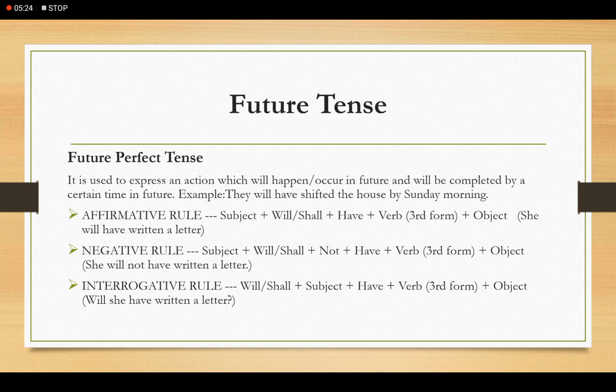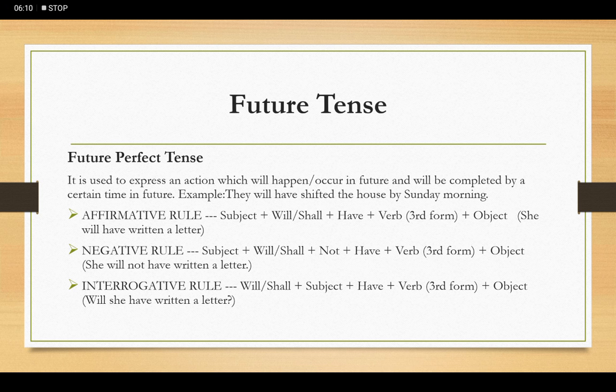Then future perfect tense. It is used to express an action which will happen or occur in future and will be completed by a certain time in future. They will have shifted the house by Sunday morning. That means an activity will occur in the future and will be completed by a certain time. Sunday is a future time and morning is a certain time in future. So by Sunday morning, an activity will be completed.